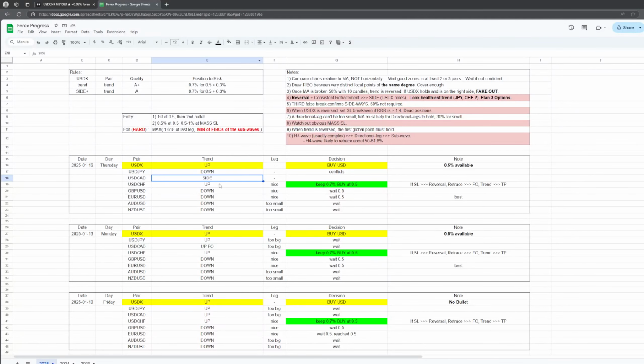So let's write it down. USD Swiss franc trend is up, leg size is nice. Our decision is to keep the buy position at the USD Swiss franc, which we originally entered at the 50% retracement, and we updated our stop loss. Okay, which is a perfect execution.